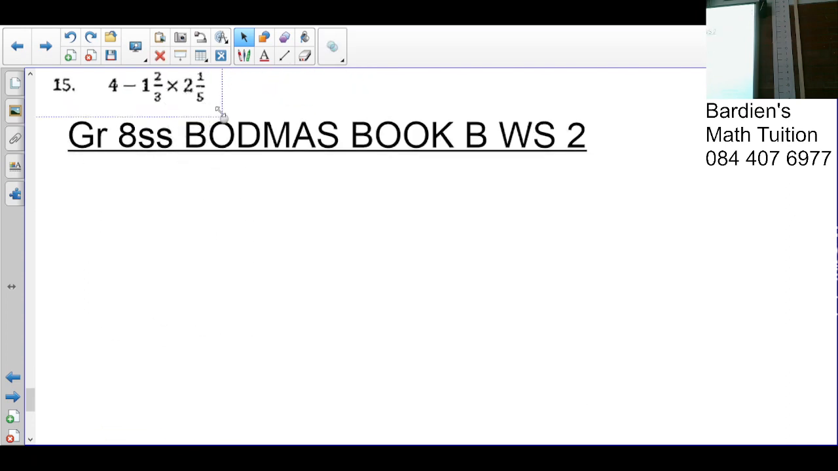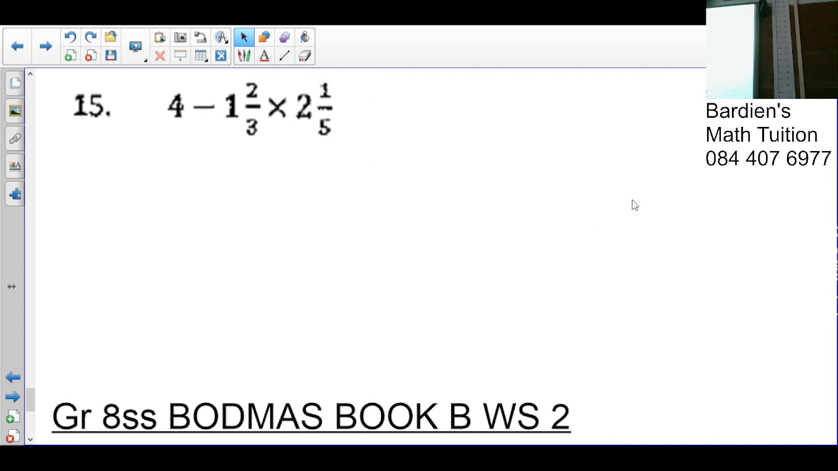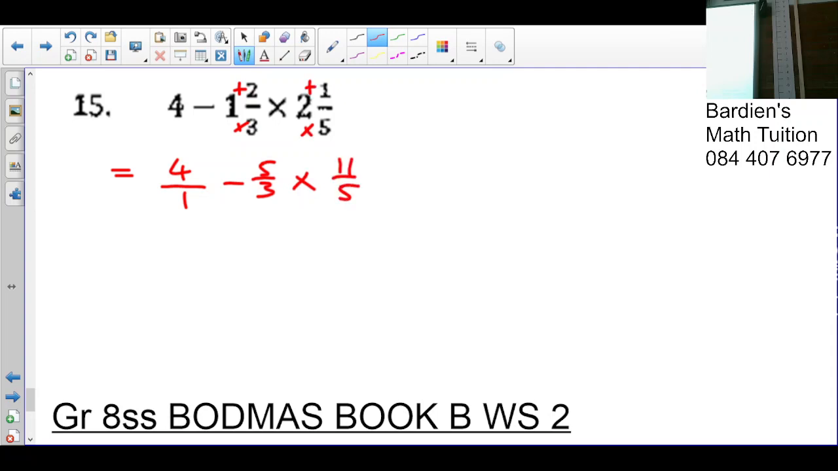Let's go to number 15. What needs to be done first? Change to improper fraction, yes. So it's going to be 4 over 1 minus. We multiply and add. So it's going to give you 5 over 3 times, multiply and add, 11 over 5. So what must be done first now? Multiplication. But what do we do first? We simplify before we multiply. 5 goes into 5 once. So 1 times 11 is 11 over 3.